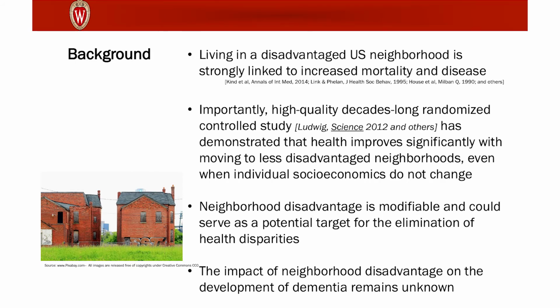So we know that living in a disadvantaged neighborhood is strongly linked to an increase in mortality and disease. We've seen that in a number of studies, including work that Amy has done, Lincoln Phelan studies. So that connection is pretty well established at this point. And we've even seen this in decades-long randomized controlled studies where we demonstrate that health improves significantly when you move out of a more disadvantaged neighborhood into a less disadvantaged neighborhood, even when your individual socioeconomic factors don't change. So you can see that this socioeconomic context is important when you have a controlled study like that, people actually move away and there you see health change.